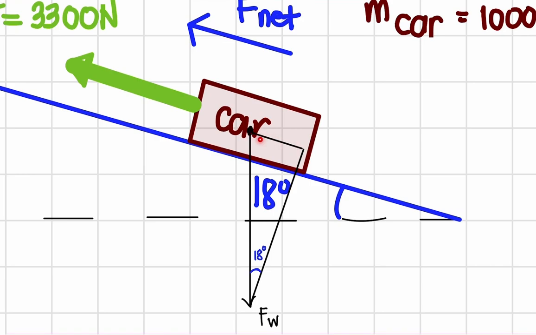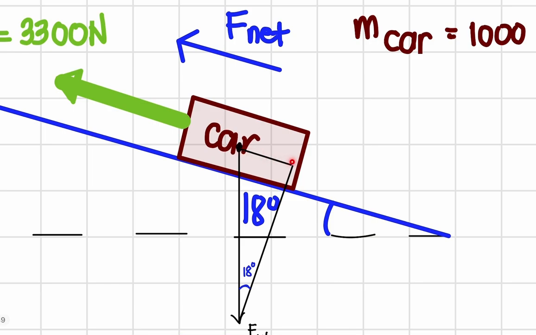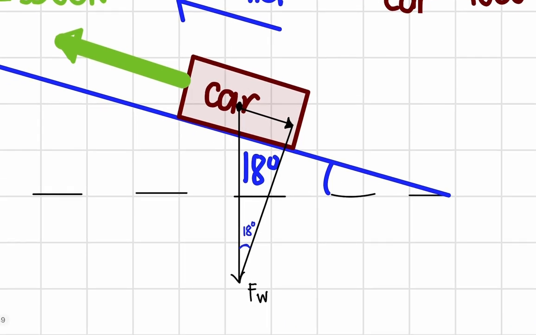But this vector is directed towards the opposite direction of the tension. This is directed downwards. So let's say that this is FWY. Now, why is it Y? Because if this is a right angle here, and this is an angle 18 degrees here, this is the opposite side, right?